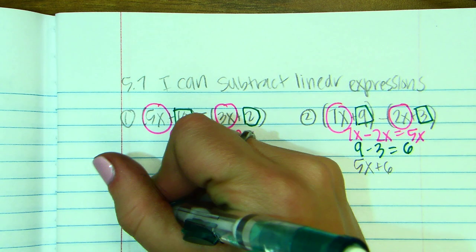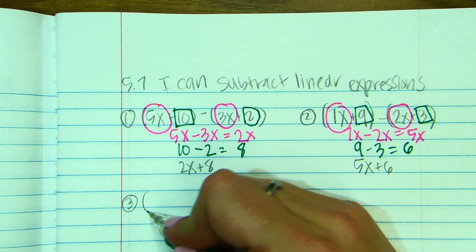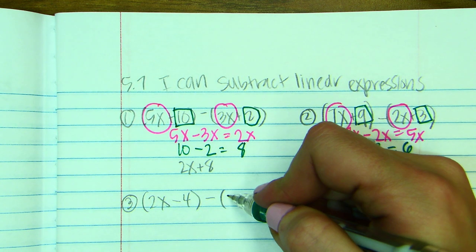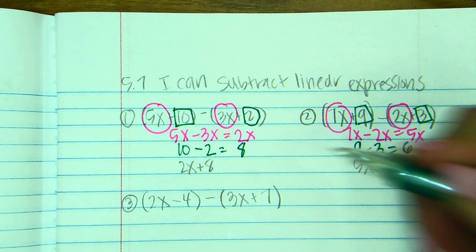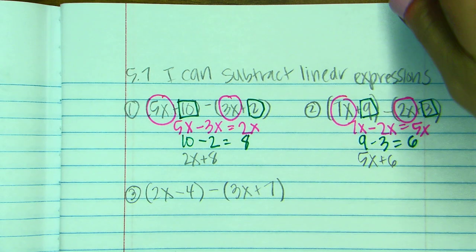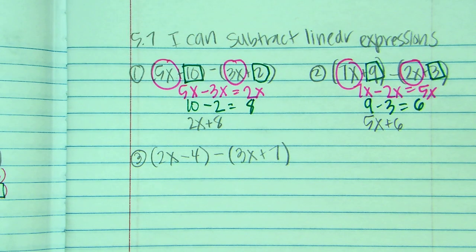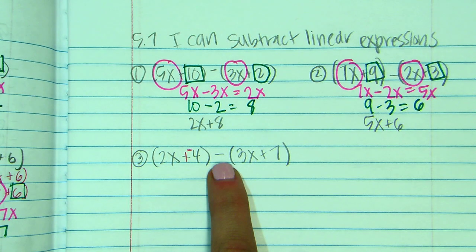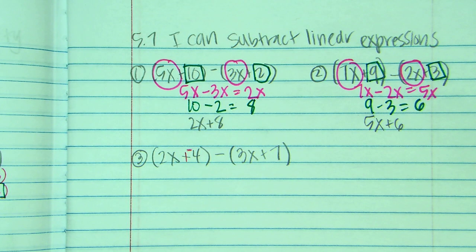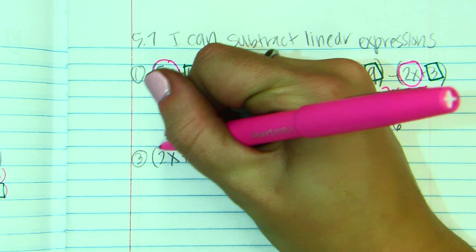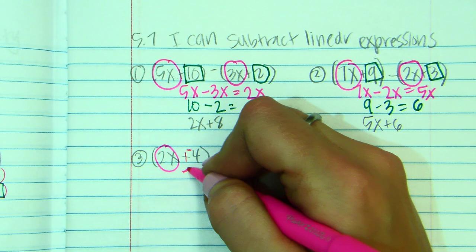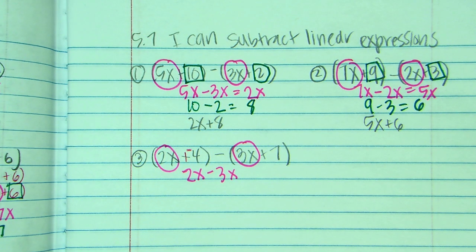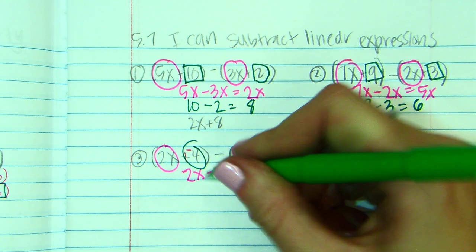All right, for the third example, let's get a little trickier. Let's do 2x minus 4 minus 3x plus 7. So anytime I see subtraction inside the parentheses, I need to change it to adding a negative. So change the sign in the one behind. I'm not going to change this one. I'm still going to subtract the like terms. Alright, so I have 2x minus 3x, 2x minus 3x, and I have negative 4 minus 7.